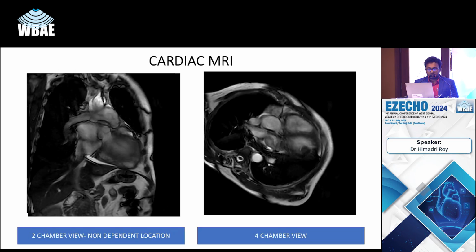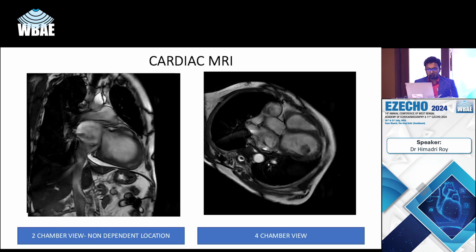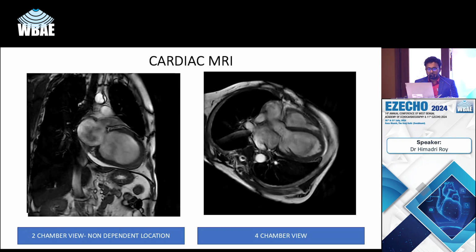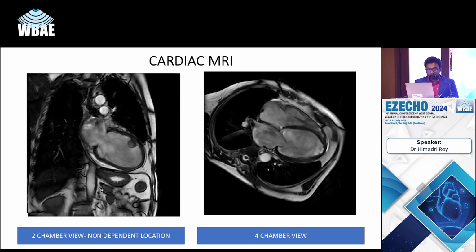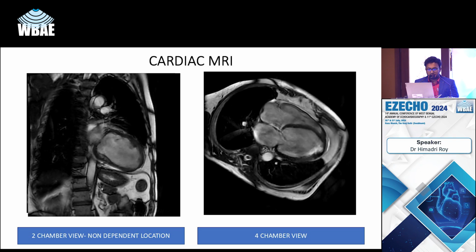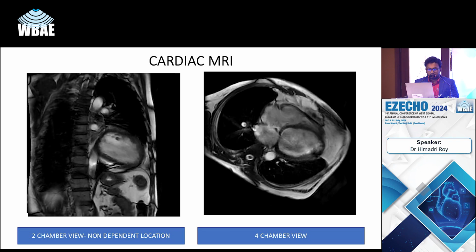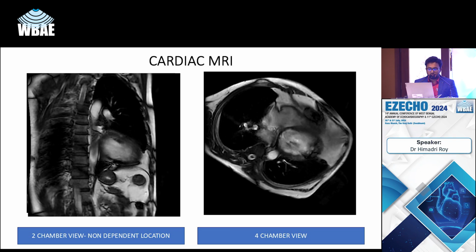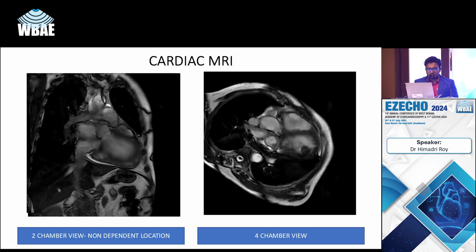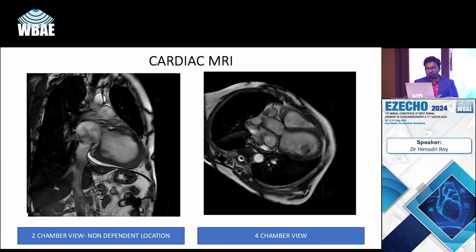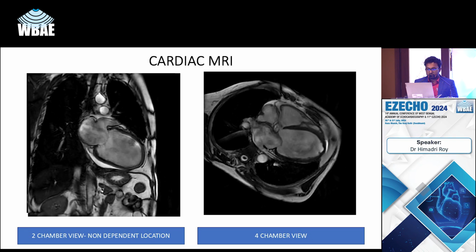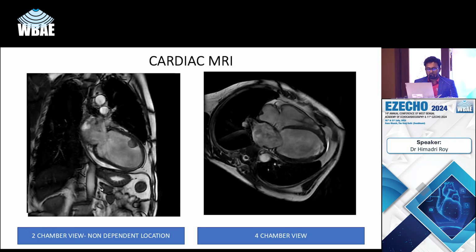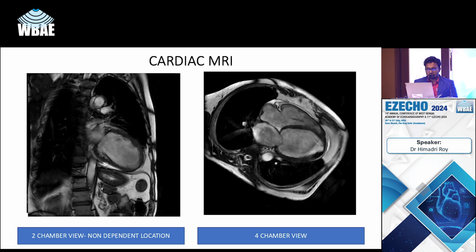Coming to the cardiac MRI, I have omitted the planar view. Going directly to the two-chamber view, there was a lesion with a stalk, also visible on cardiac MRI. The presence of the mass in a non-dependent location is very interesting, and this was in the four-chamber view. Coming to the contrast-enhanced images.